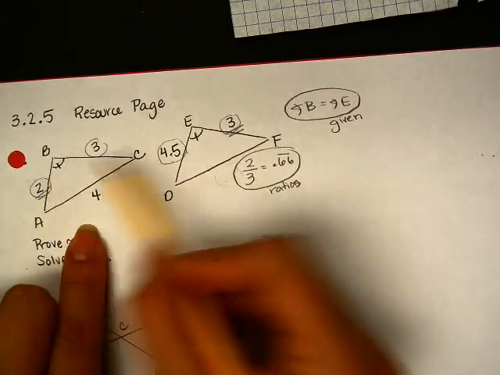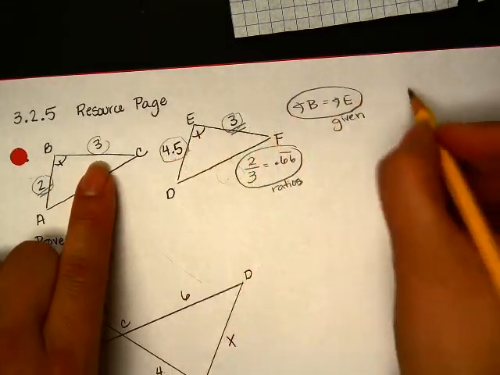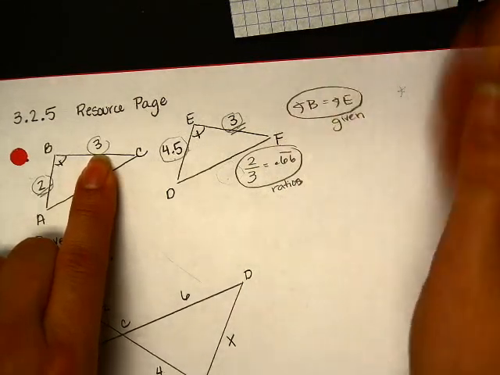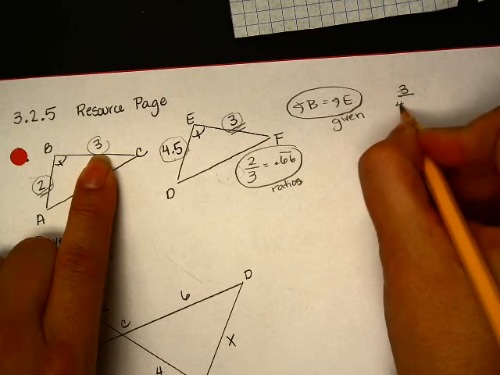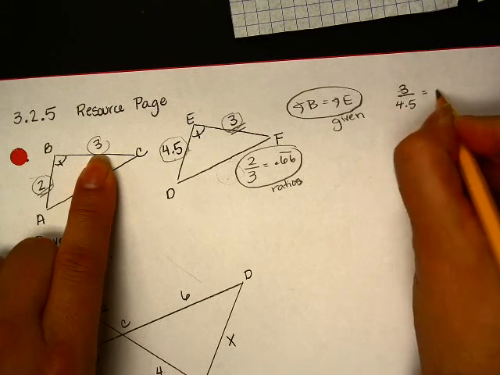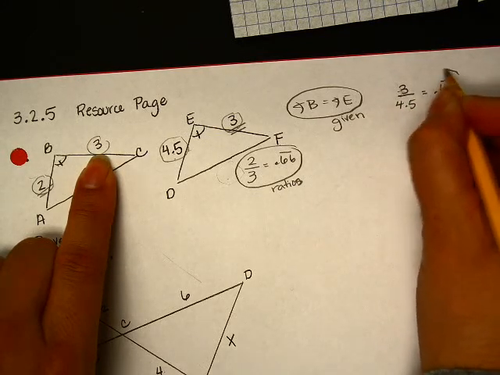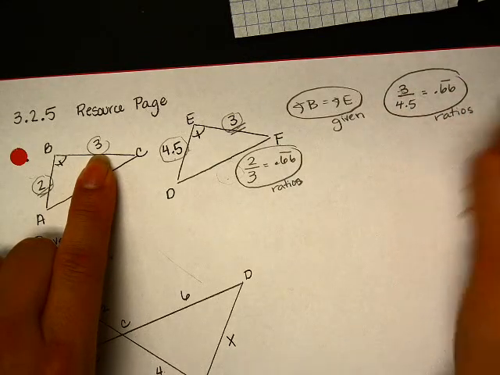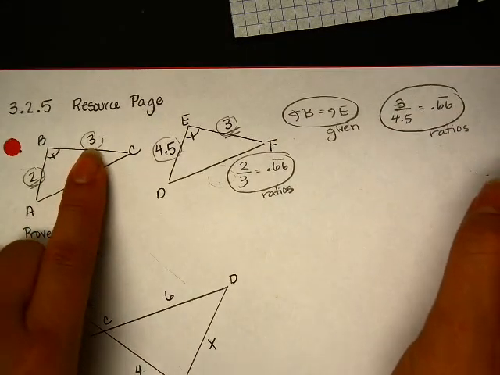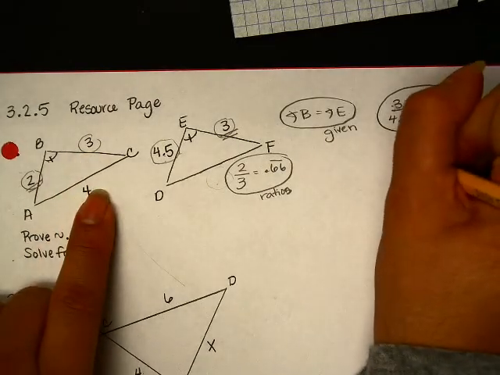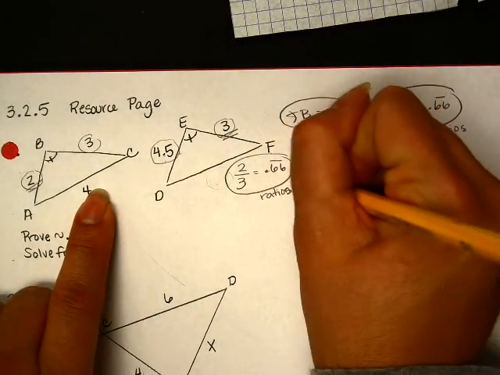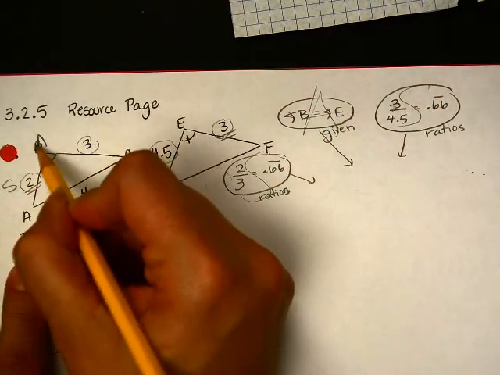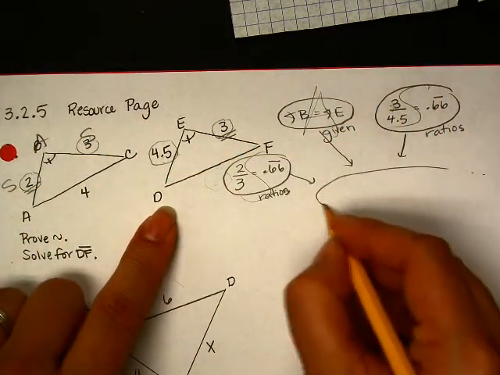So again, they both have to be right next to the B in order to be SAS. So I'm setting up 3 is to 4.5, which also gives me the same decimal. And again, I am doing that because I'm setting up ratios that are supposed to be corresponding to each other. I put each of these together because this is an S, an A, and an S, and I have an S, an A, and an S on my picture.